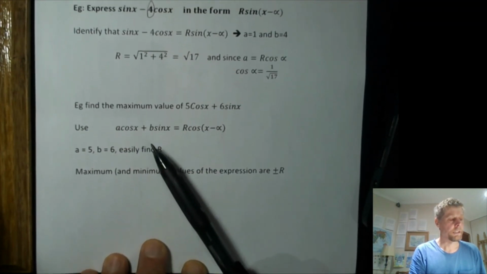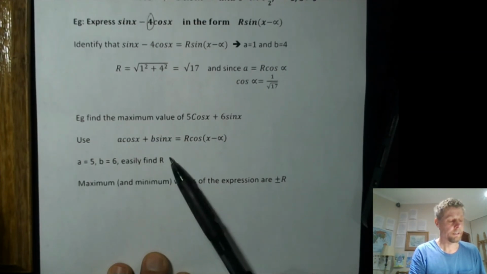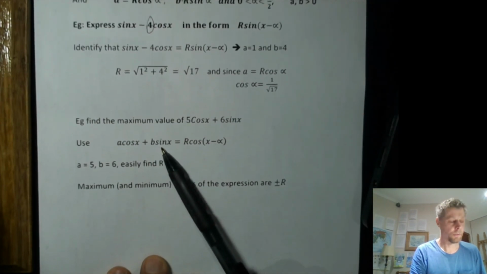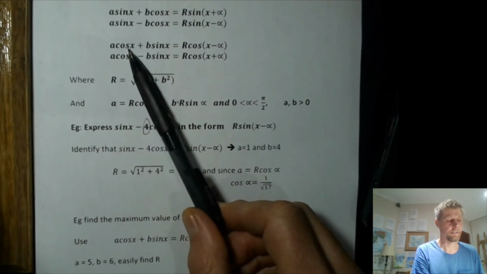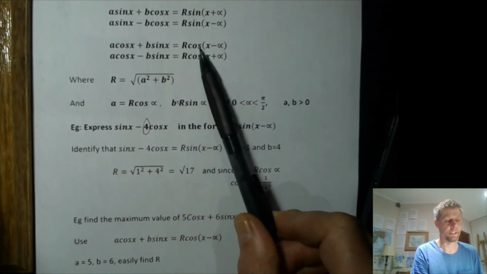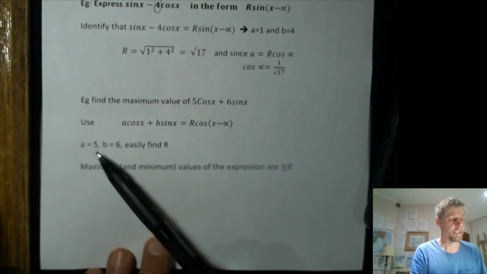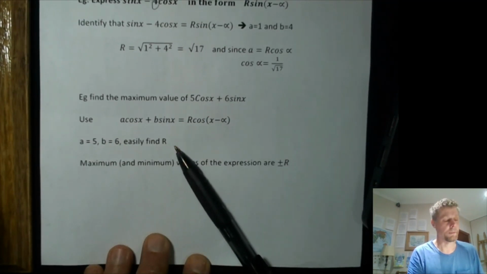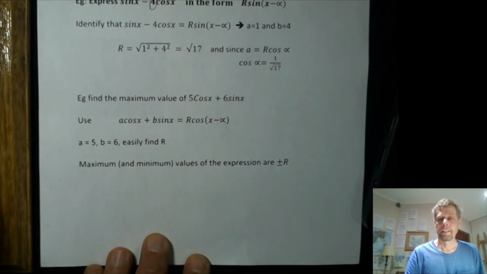If we look at this, we've got a is 5 and b is 6. So they want it in the cos form. Okay, so there we have it. 5 times cos x plus 6 times sin x is equal to r cos x minus alpha. And since a is 5, b is 6, you can easily find r. A squared plus b squared, take the square root. And there you have it.